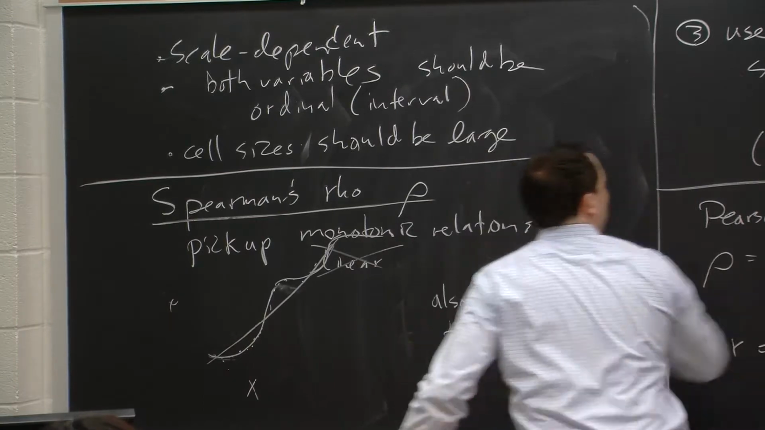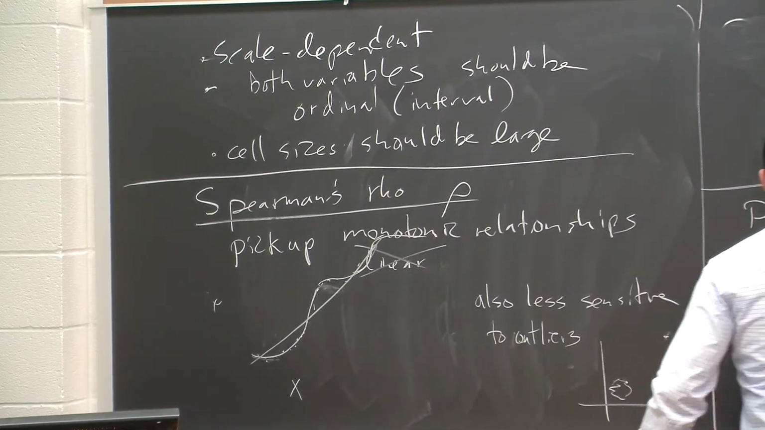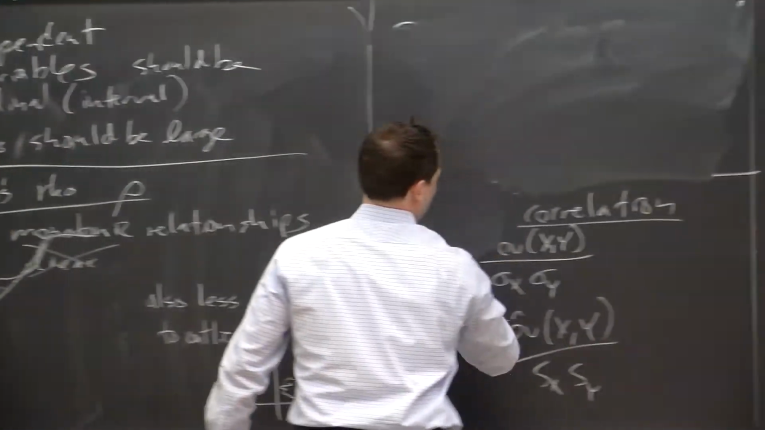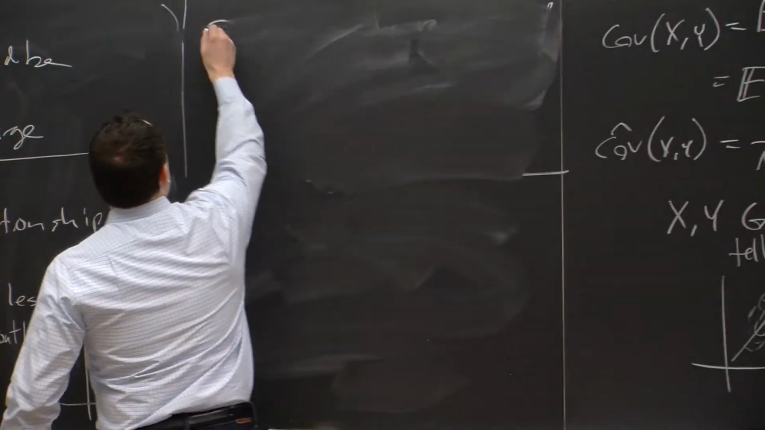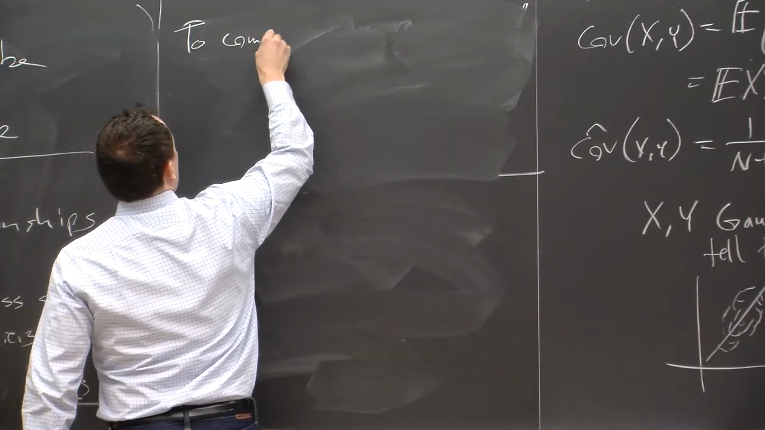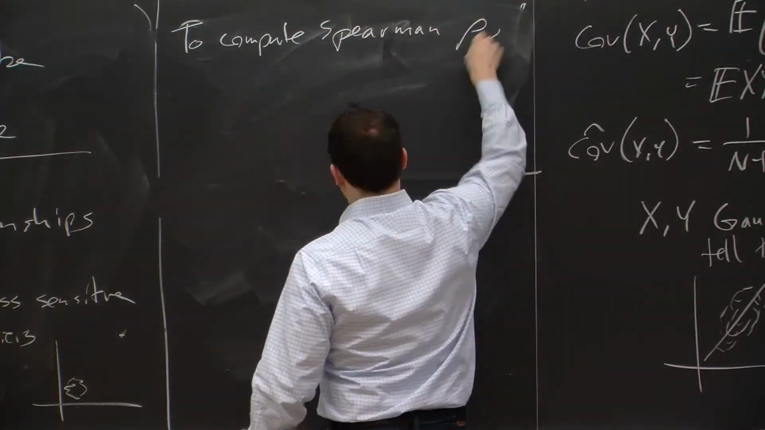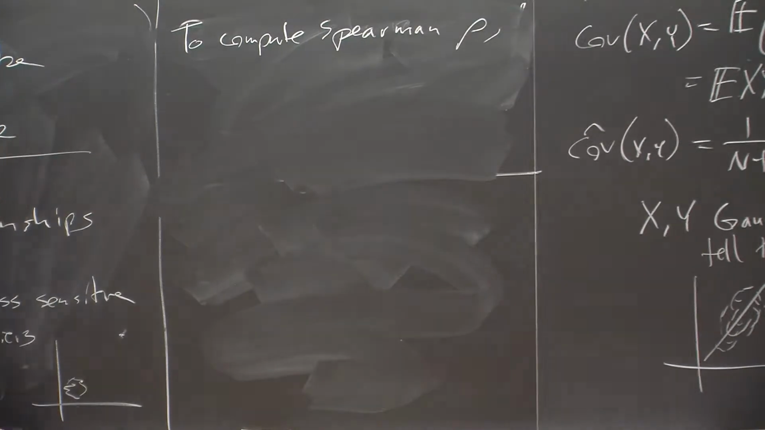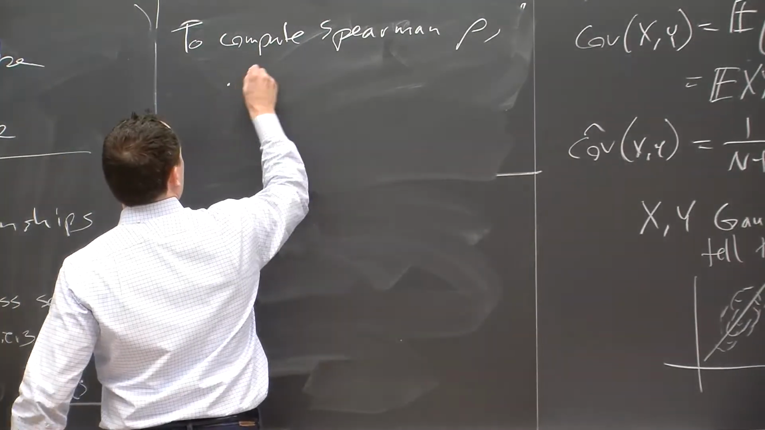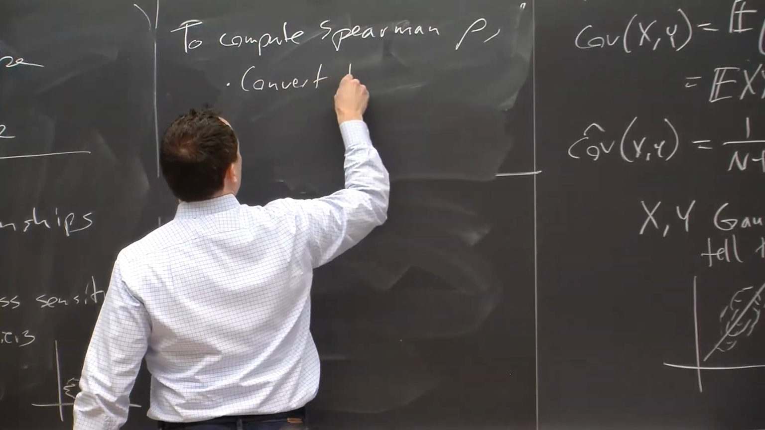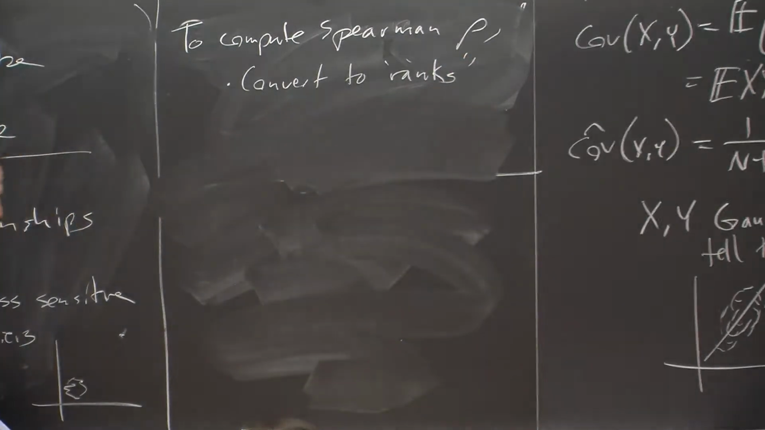Okay, so how do you compute this? It's Pearson. I'm about to erase Pearson, but we'll replace it with Spearman. We just convert to ranks. We pick a particular encoding, and then we do Pearson. So I convert my data to ranks. What do I mean by that?